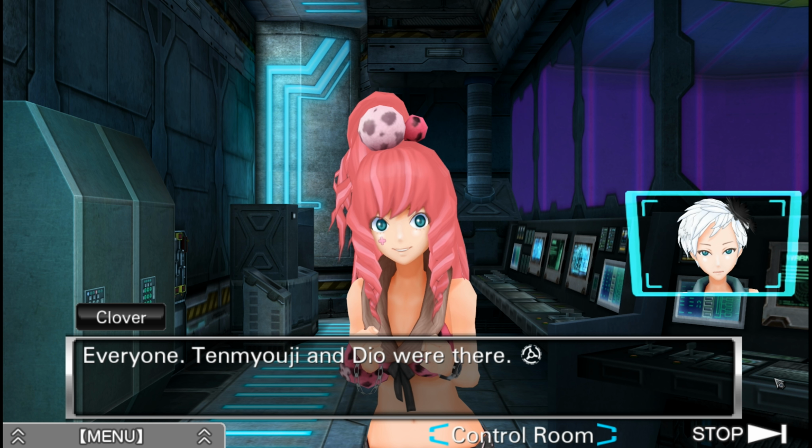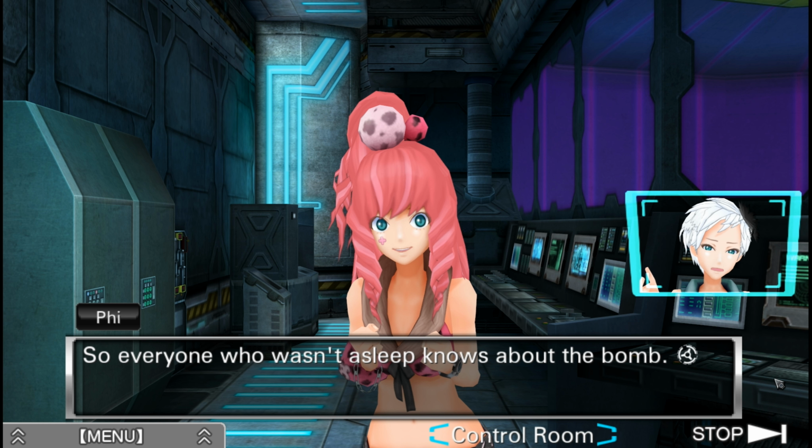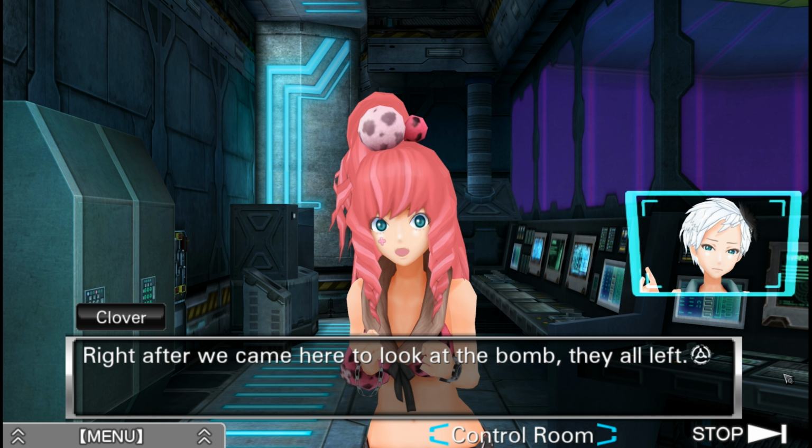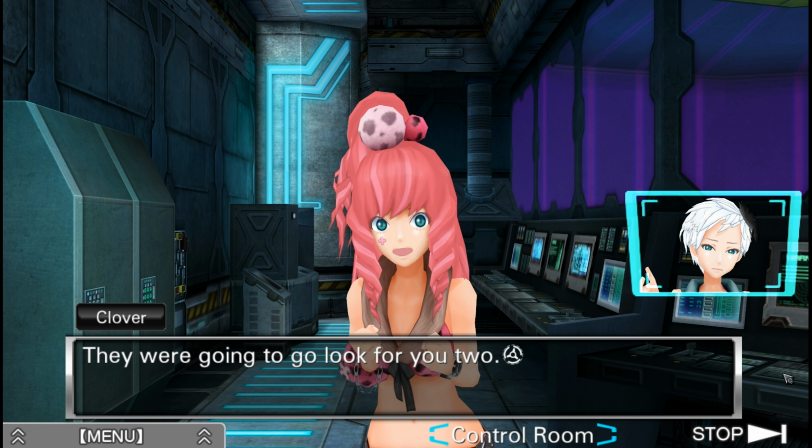Who was in the infirmary? Everyone. Tenmyoji and Dio were there. So were Alice and Quark, of course, although they were still asleep. So everyone who wasn't asleep knows about the bomb. I see. There's nobody else here, though. Where'd they all go? Right after we came here to look at the bomb, they all left. They were going to go look for you two.